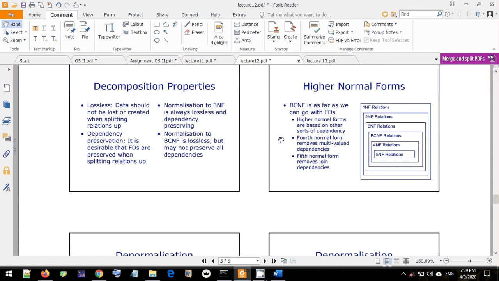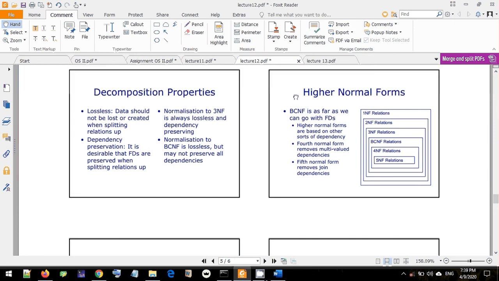Decomposition properties. Lossless: we say data is not lost or created when splitting up relations. That one we've seen. Now, dependency preservation: it is desirable that all functional dependencies are preserved when splitting up relations. Normalization to the third normal form is always lossless and the dependencies are equally preserved. Normalization to the Boyce-Codd normal form is lossless but may not preserve all dependencies, as we just saw in the previous example.